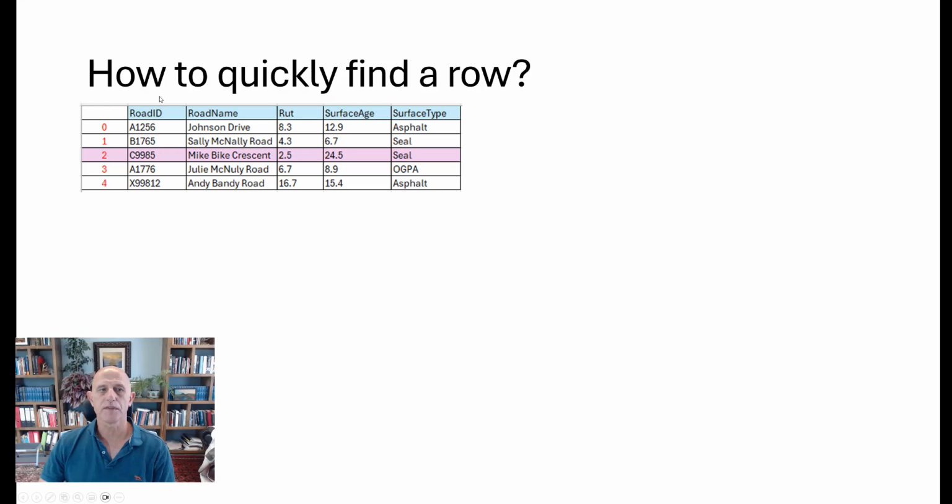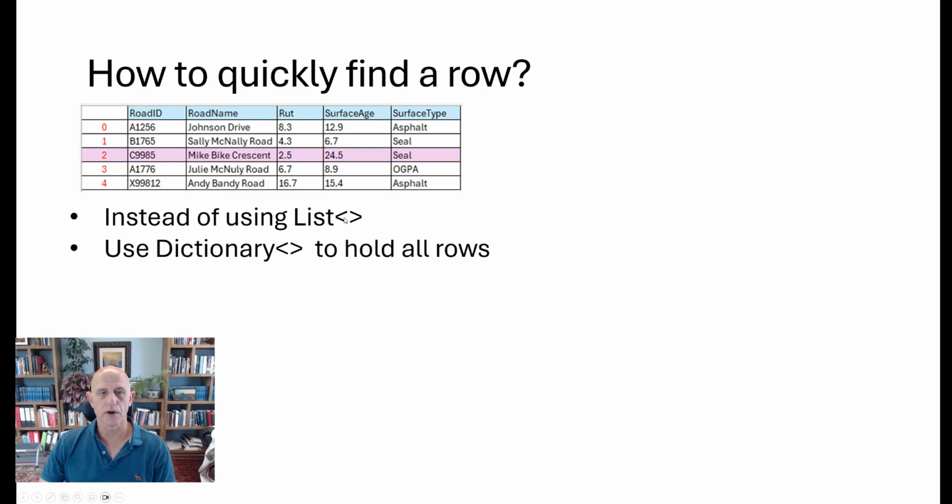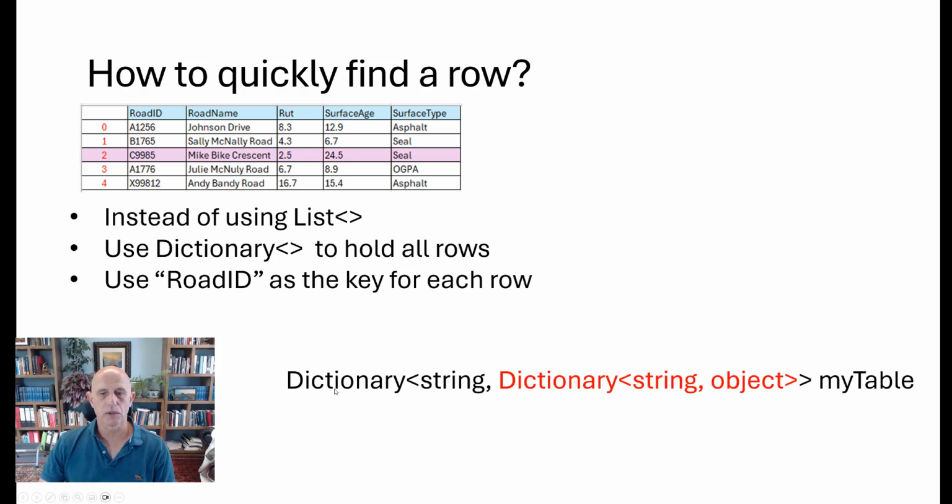But what do you do if you quickly want to find a row ID? The solution is that instead of using a list to hold all your rows, you use a dictionary to hold all your rows. In this dictionary, the key is the column that you want to use as the index lookup value for your table. So you're going to use row ID as the key for each row. Now that data structure will look like this.